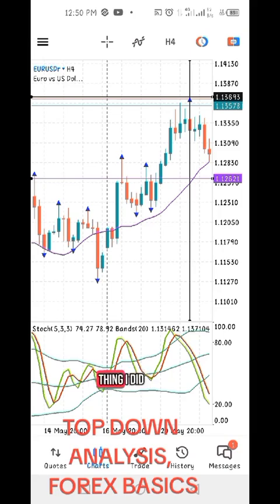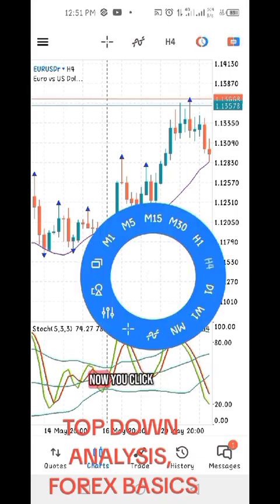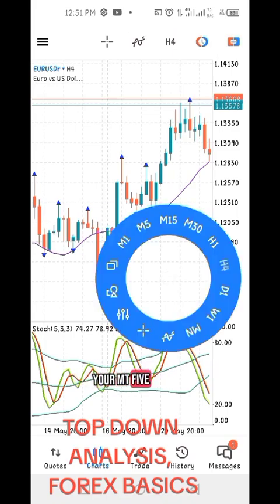Now, the first thing I did, let me delete this. I will do it again because of people that did not pay attention before now. I want to delete everything I've done before. I will do it again. Can you see what I'm doing now? Now, you click anywhere on your MT5. See this thing that looks like a grinding machine. Like I said in Yoruba, Ero Ilota. Are you getting it now? You click on this. If you understand Yoruba, that's for you.